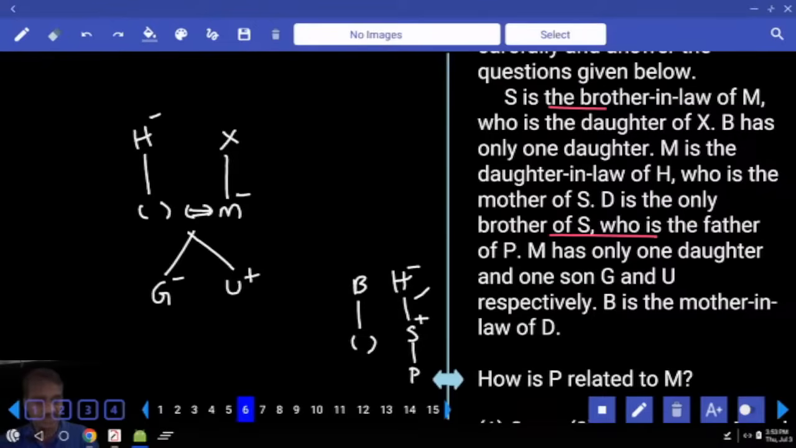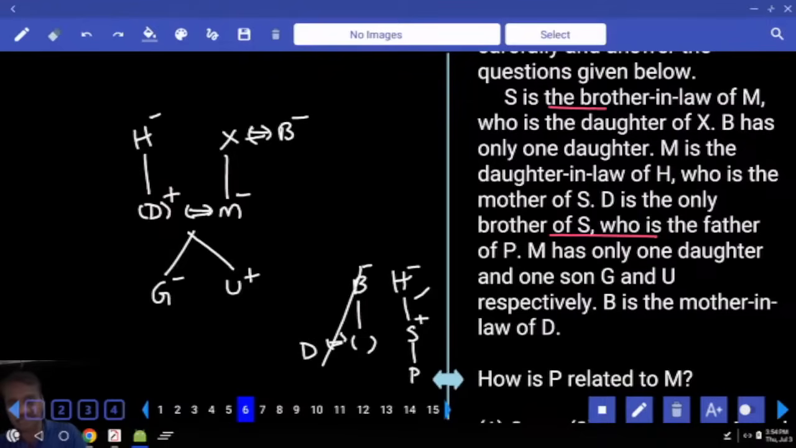The next one, B is the mother-in-law of D. Now finally we have B is the mother-in-law of whom? B is the mother-in-law of D. Now this is the information we have. As B is the mother-in-law of D, B must be here. Then D must be here. And D is a male.